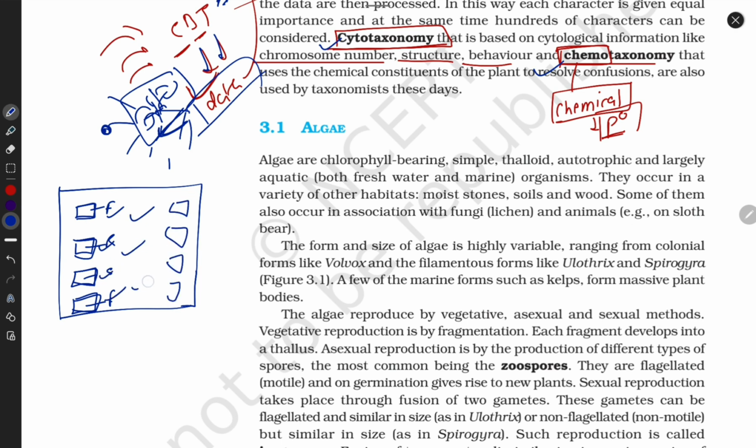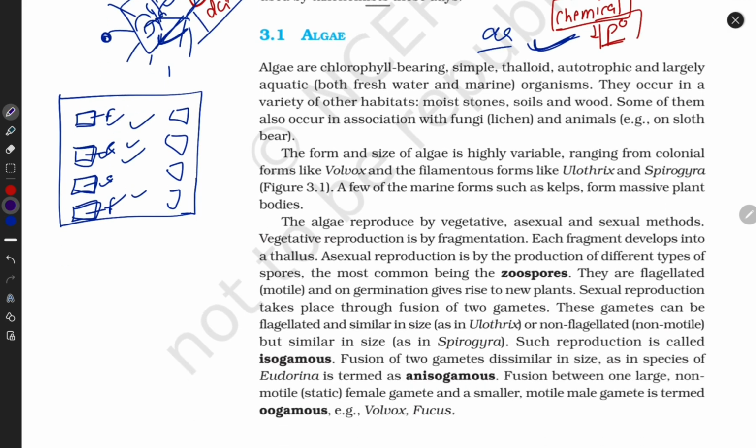So you can easily study, you can easily make a relationship. Alright, cytotaxonomy depends on chromosomes and chemotaxonomy depends on the protein level, amino acid, chemical level base, meaning more and more depth. At the protein level, we can also check their protein structure. Okay, let's begin one by one.